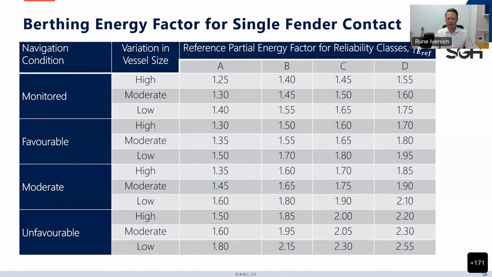Here are berthing energy factors, or abnormal berthing factors, as we thought about them before. And how do these values now vary based on berthing condition, monitored, favorable, moderate, or unfavorable, variation in vessel size, and then what reliability class you're in. And I wanted to point out that in most cases, we think that the reliability class most berths will be in is class A or class B.